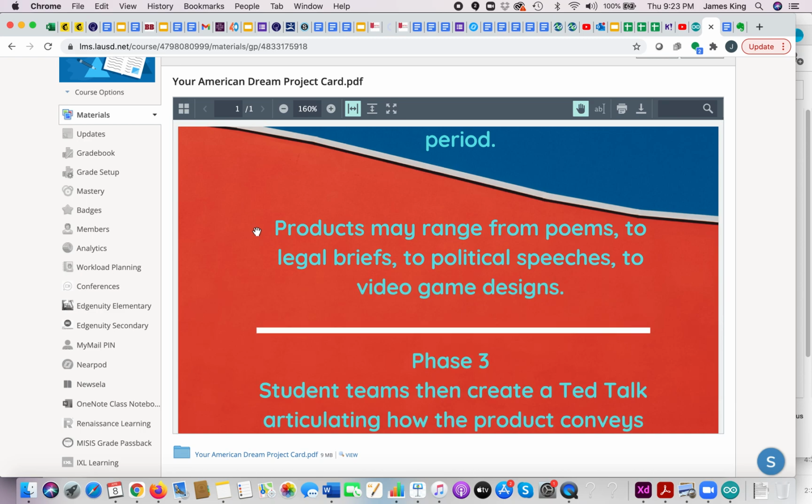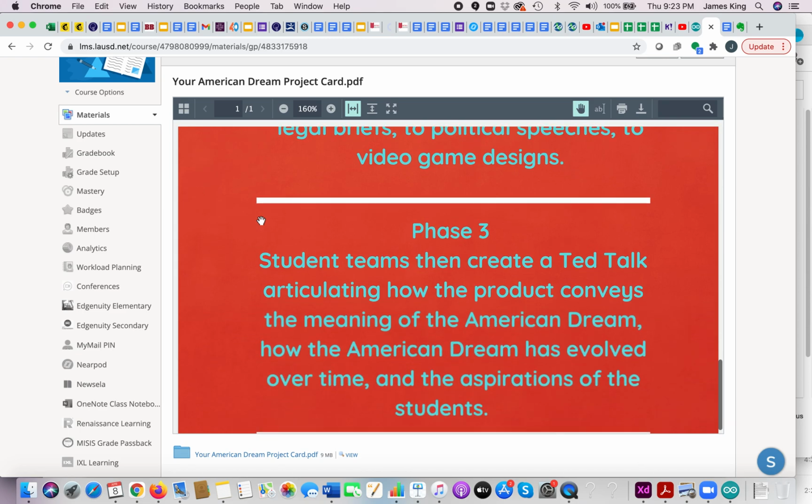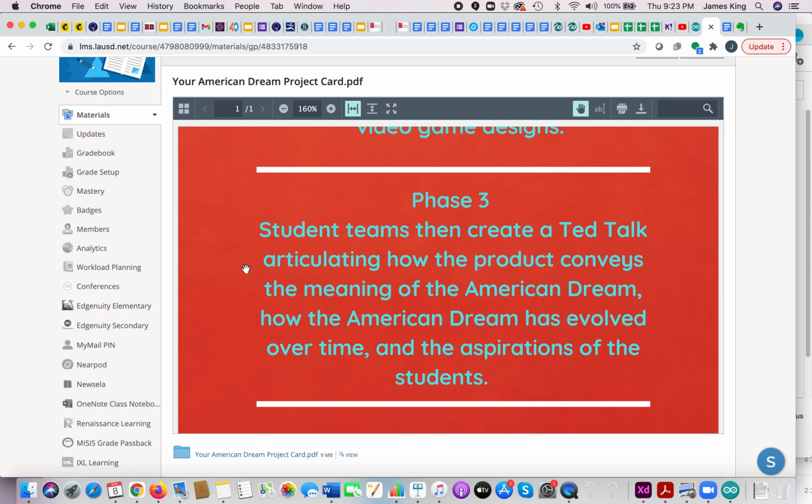And the product that you and your team creates may range from a poem to a legal brief to a political speech to a video game design. So I'll explain again how you know what product you are doing. It's very important that the product be done and that it communicates something about the American Dream and the American Dream of the past, because the next step is to create a TED Talk articulating how the product that you create right now conveys the meaning of the American Dream, how the American Dream has evolved over time, and your own aspirations.